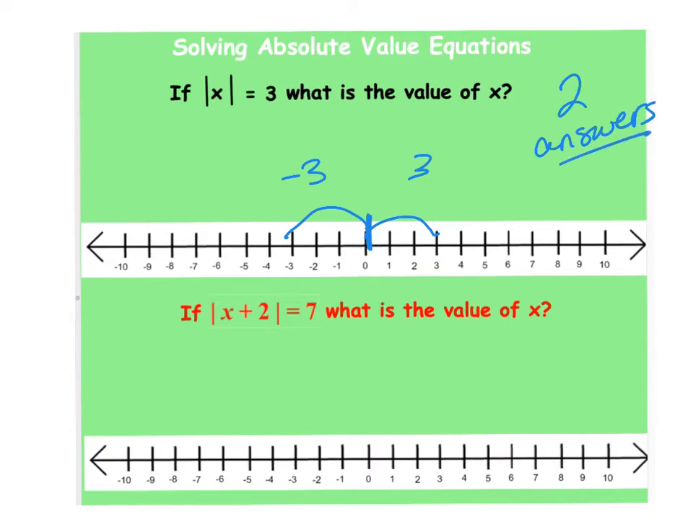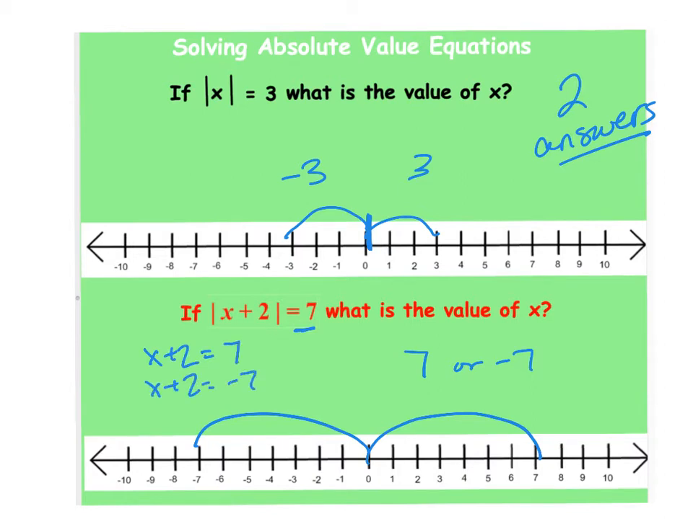The absolute value of x plus 2 equals 7. What is the absolute value? So I know that my absolute value is going to be 7. So it's either going to be a positive 7 or it's going to be a negative 7. And I'm basically going to solve my equation for both a positive 7 and a negative 7.